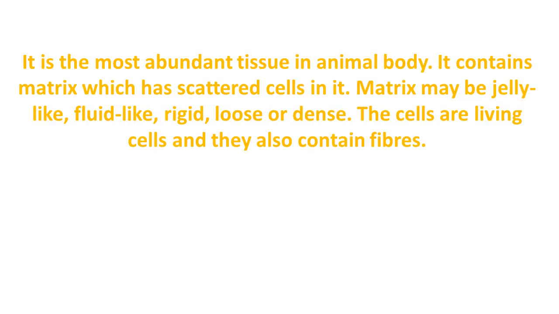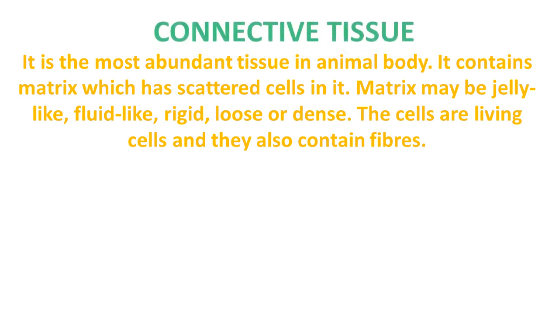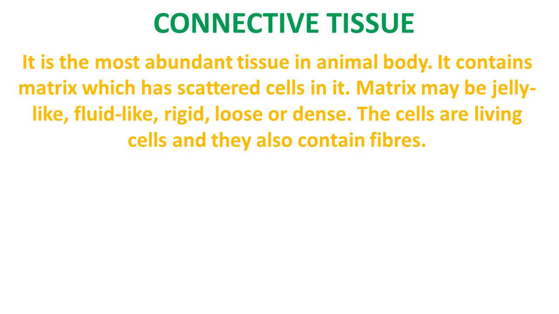Now, another important tissue we see in the animal body, and which is the most abundant tissue, is what we call connective tissue. It is very important. As the name indicates, connective tissue is going to connect the various parts of the body. In the body, there are so many parts that are interconnected, and all these interconnected parts are actually because of this connective tissue.